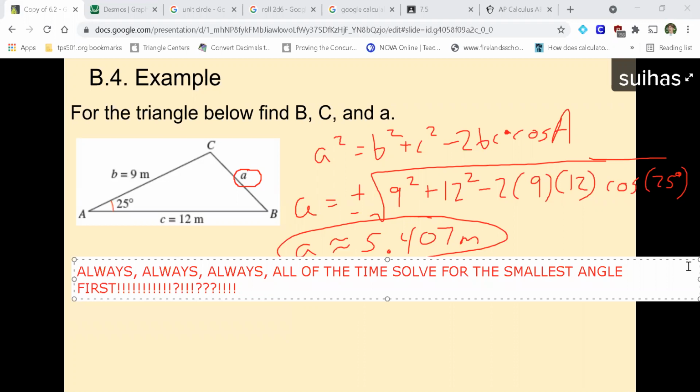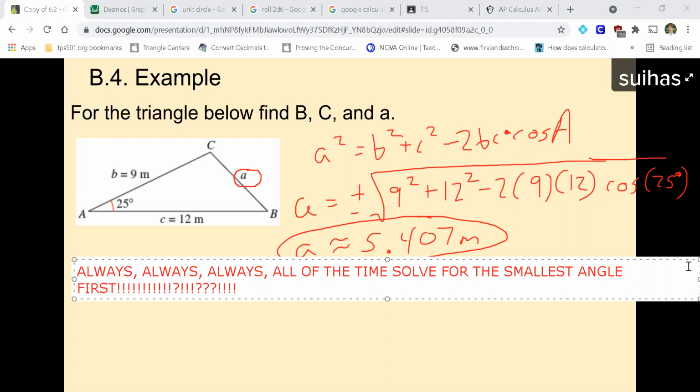I know what you're thinking. You're thinking, Mr. Lake, you told me to always solve for the largest angle first. Well, that was side, side, side. We're in a whole different town now. This is side angle side. And we always do the smallest angles first in side angle side because A is lower in the alphabet than S. So that just makes sense.